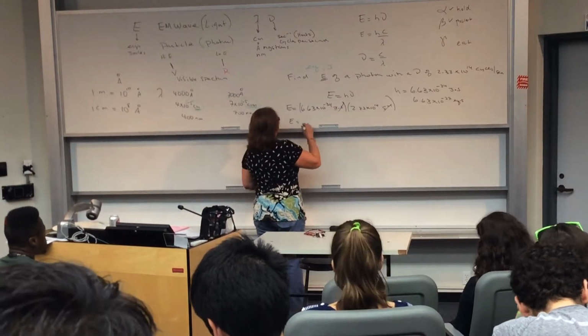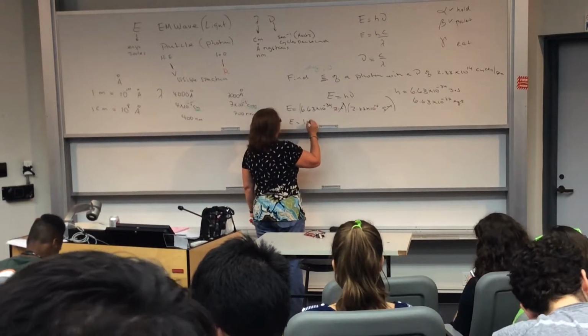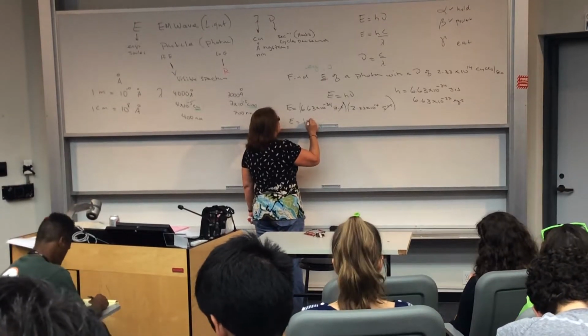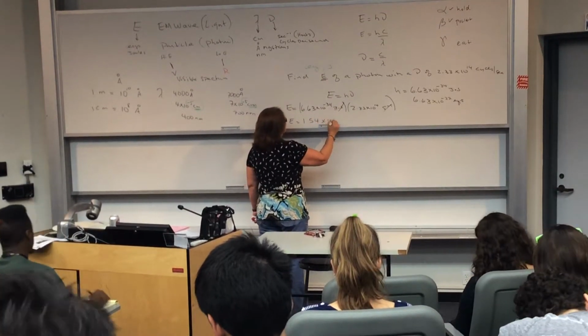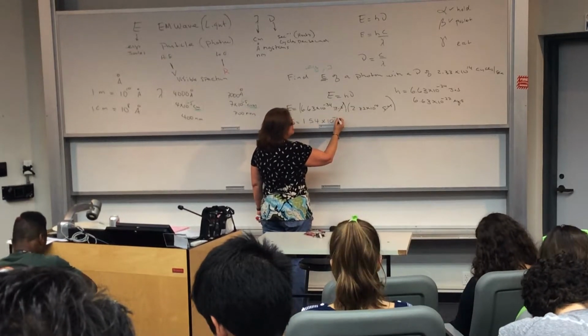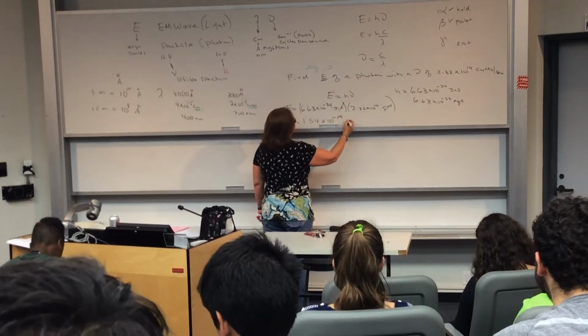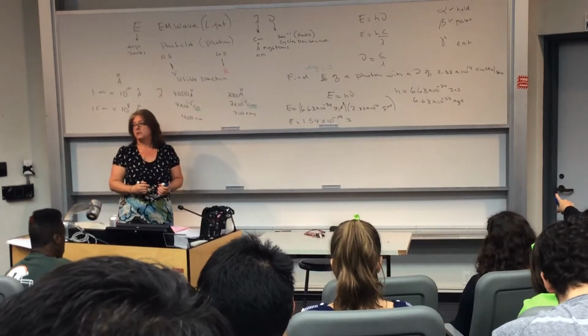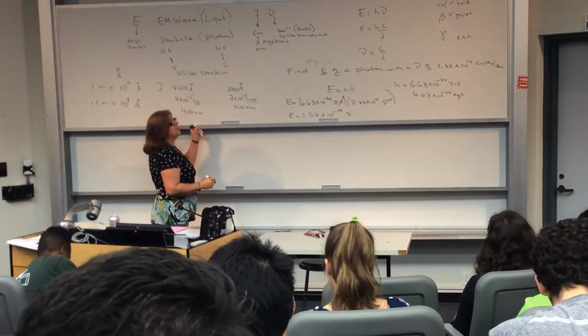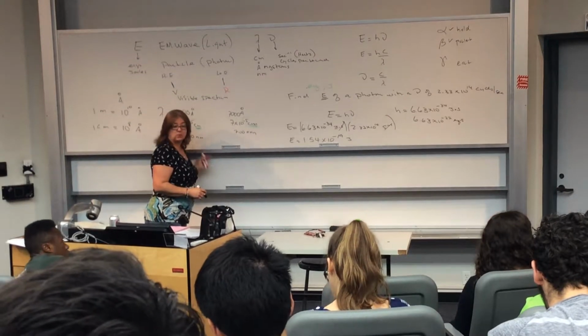Everybody getting the same thing? 1 point 5 4. 5 4. Times 10 to the negative 19. And the units are? Joules. We good? Okay.